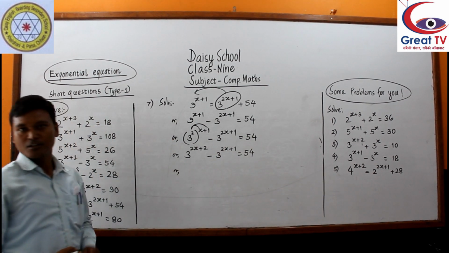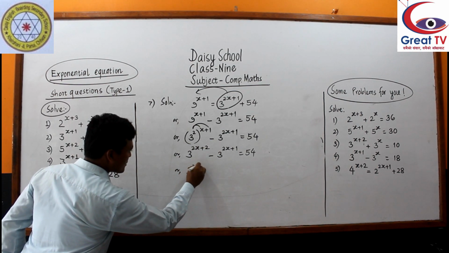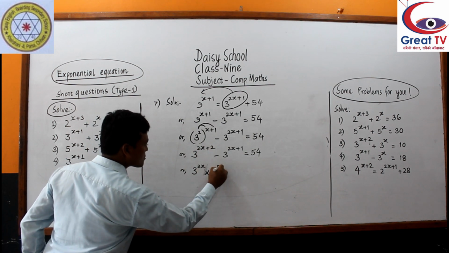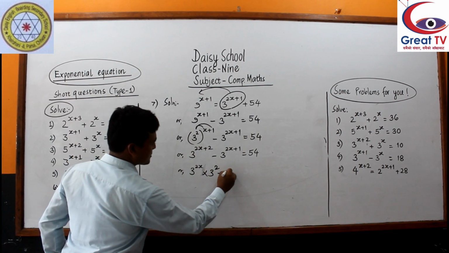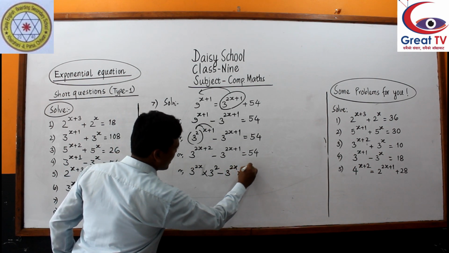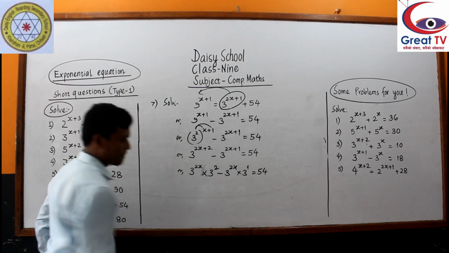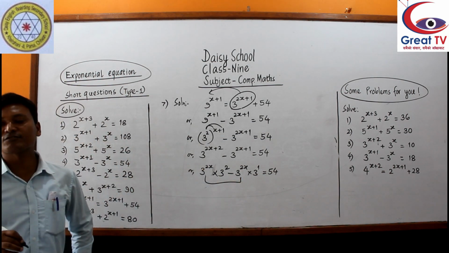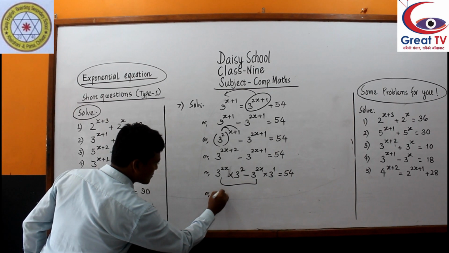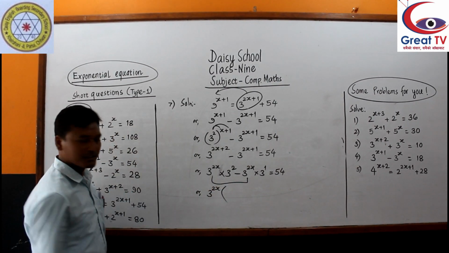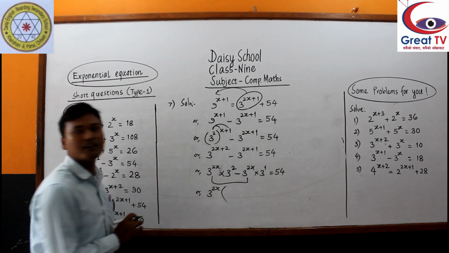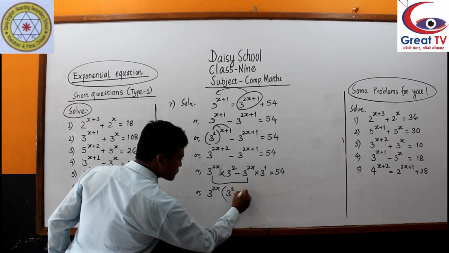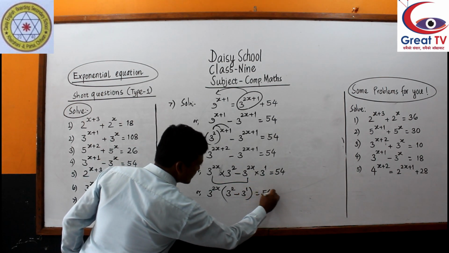Then after this, again to break: 3 to the power 2x plus 2, you can break as 3 to the power 2x times 3 to the power 2, minus 3 to the power 2x times 3 to the power 1 equals 54. Then after this, before minus and after minus we have one common factor, that is 3 to the power 2x. Take this as common. Here 3 square remaining, you can write directly 9 also. 3 square minus, this taken common, 3 to the power 1 remaining, equals 54.